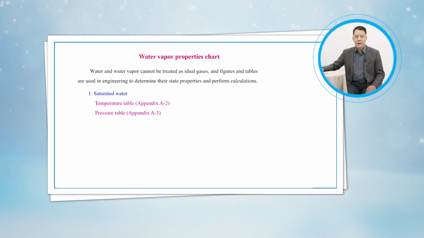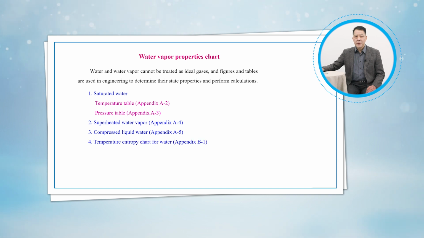1. Properties for the saturated water can be found in Appendix A2 or Appendix A3. 2. Properties for the superheated water vapor can be found in Appendix A4. 3. Properties for the compressed liquid water can be found in Appendix A5.